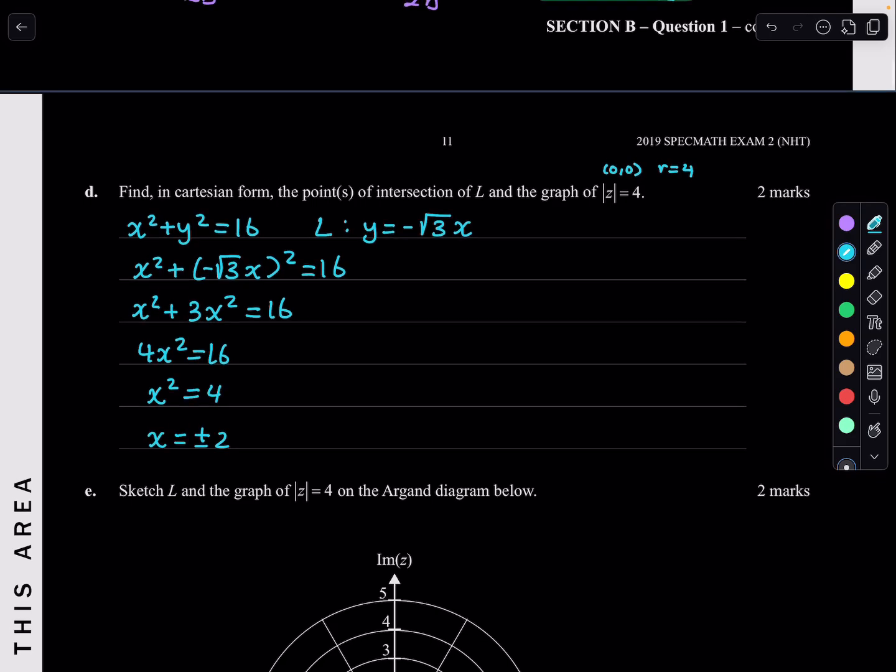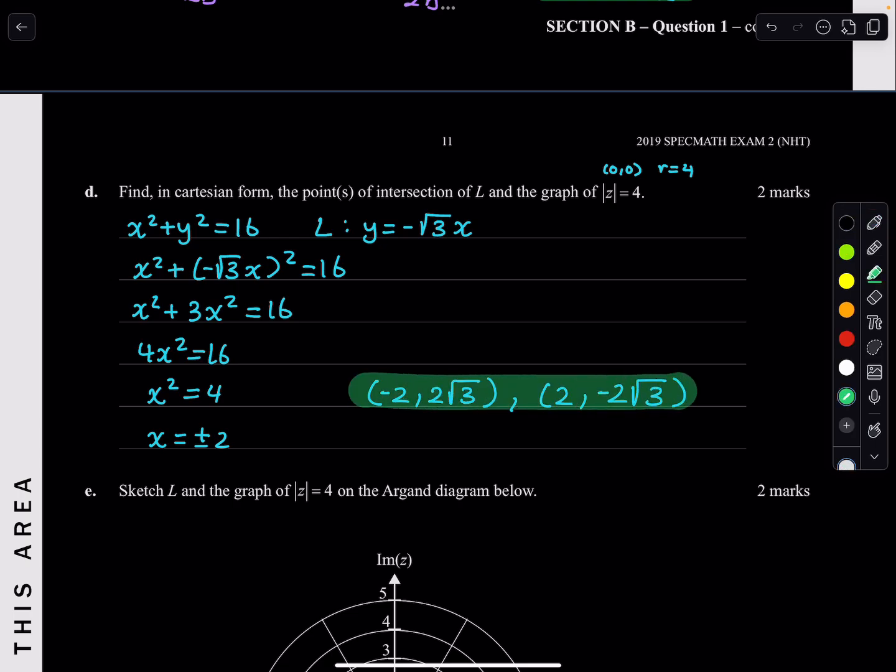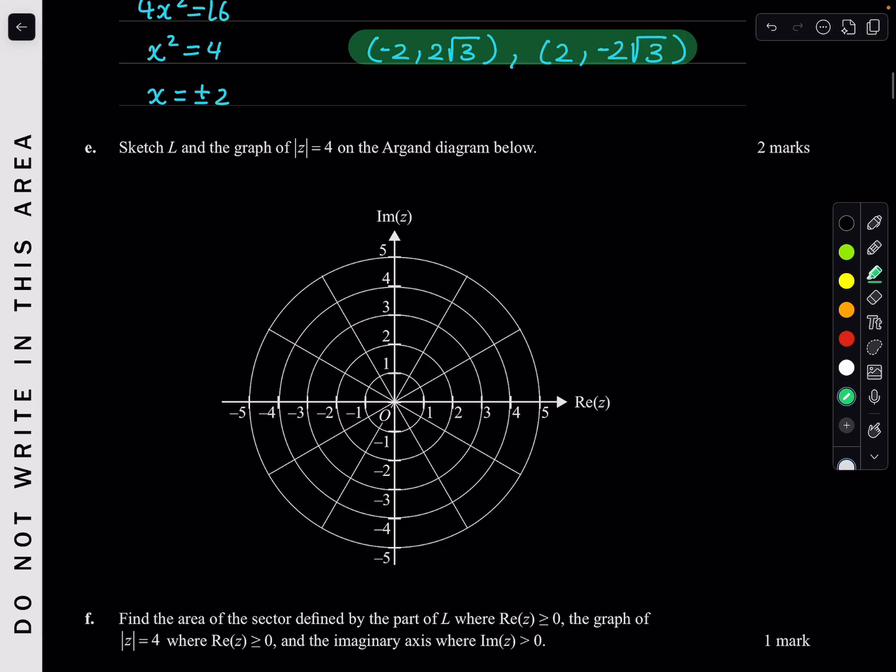So we've got the x values, so let's look at negative 2 first. Subbing negative 2 into either of these equations, but I'm going to sub it into the easier one. If I sub in negative 2, it'll be positive 2 root 3. And subbing the positive one, so 2, will give me negative 2 root 3. These are your 2 points of intersection. Really easy. So yep, finding the point of intersection. Done.